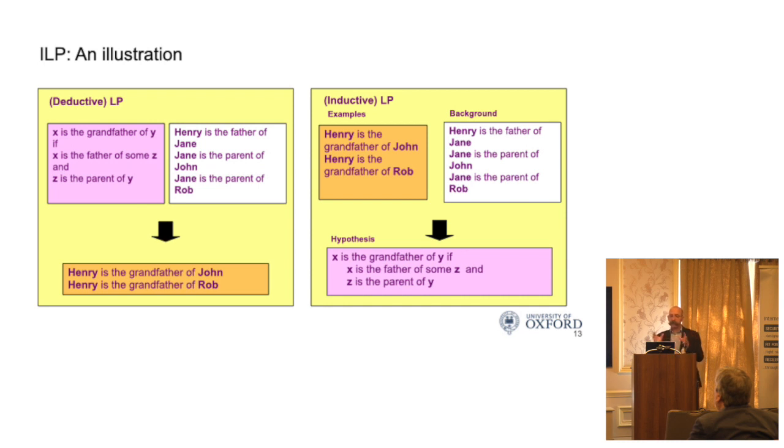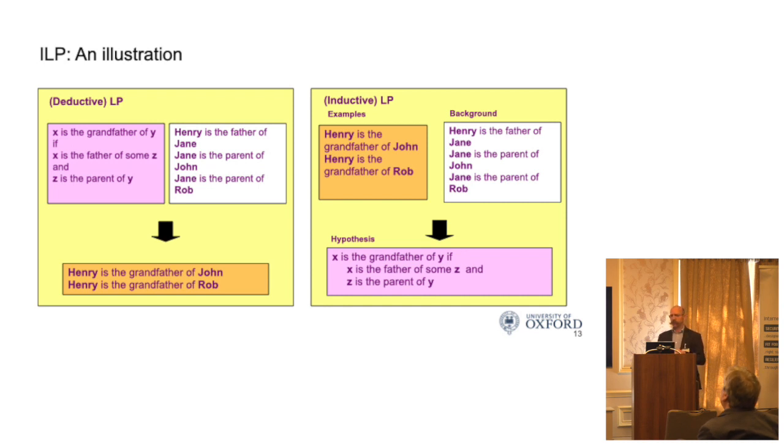And we have some facts. Henry is the father of Jane, Jane is the parent of Rob, and so on. And the arrow going down the page deduces from the upper portion that Henry is the grandfather of John. Now this is perfectly sound, mathematically and logically sound. The things at the bottom of that panel are believable and true for logic.